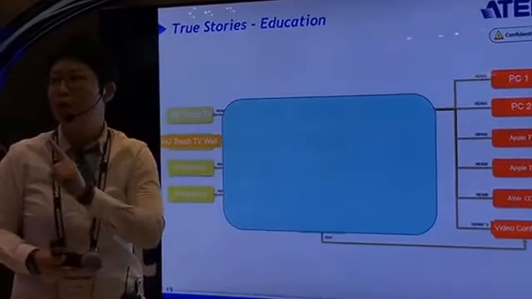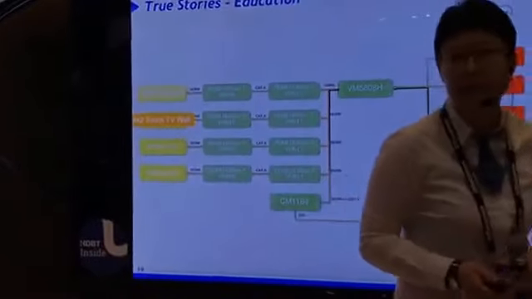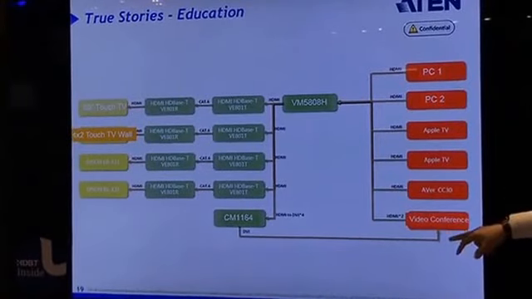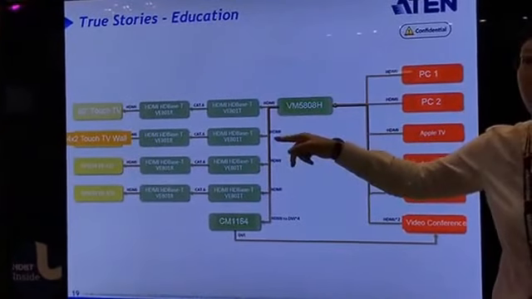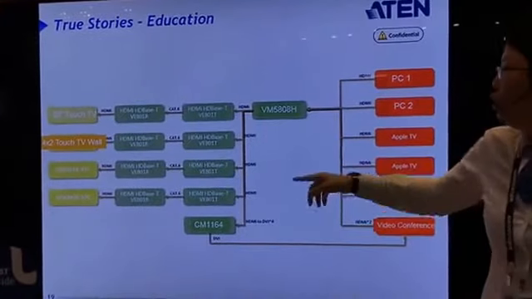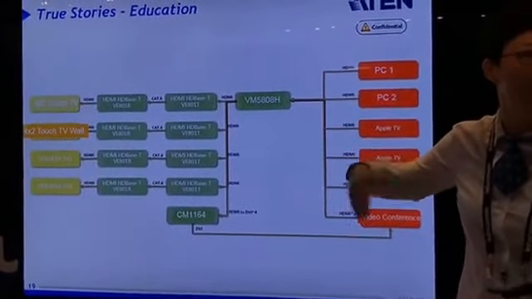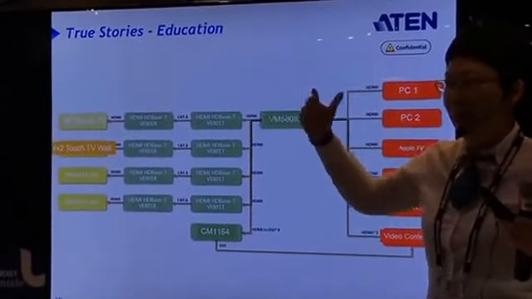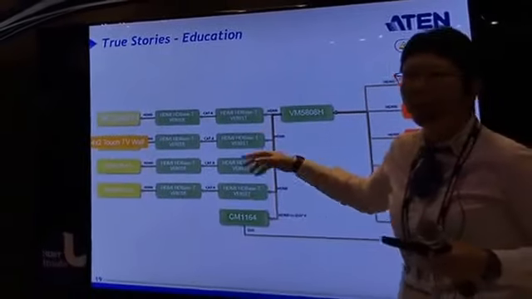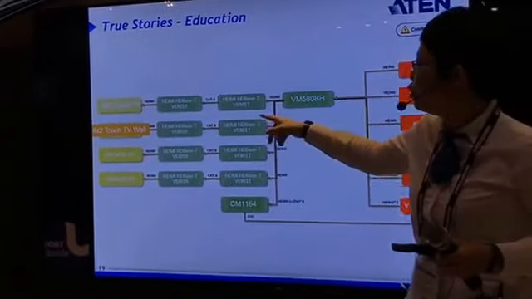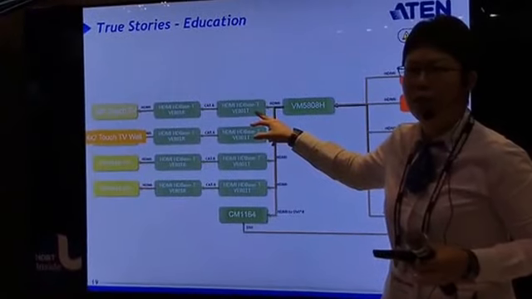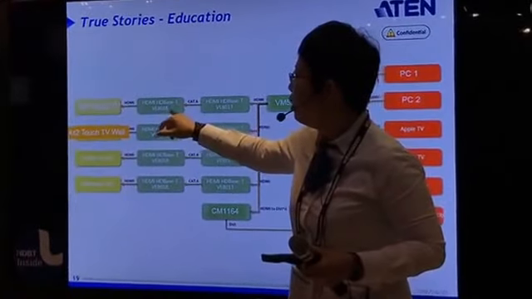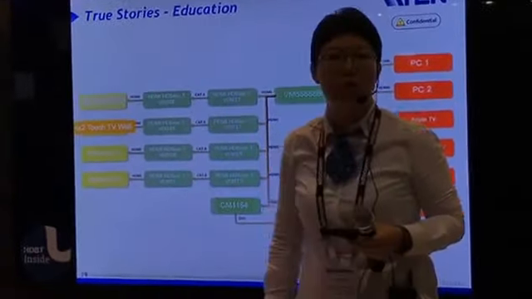All right. So now let's take a look at the solution here, and this is where you will see the video matrix and the HDBaseT solutions. When you have multiple input sources and multiple output devices, you need a video matrix in the middle to help do the switching. And besides the video matrix, because the classroom is kind of spacious, you will need some type of extenders. So in this solution, we choose the ATEN HDMI HDBaseT extenders, with the transmitters, with a category 6 cable, all the way to the receivers and to the display devices.